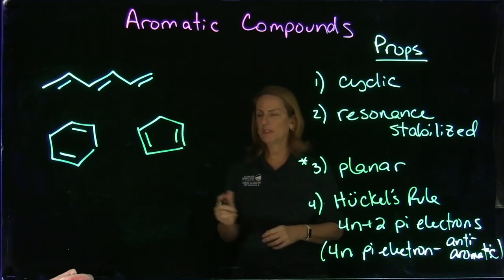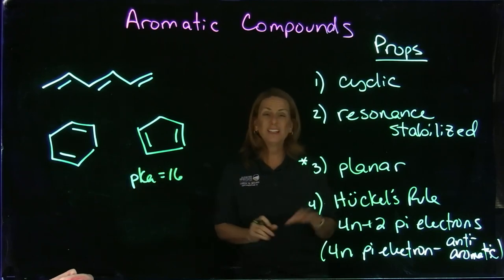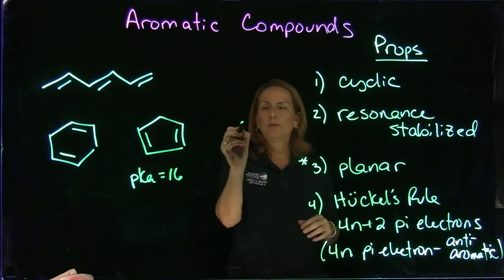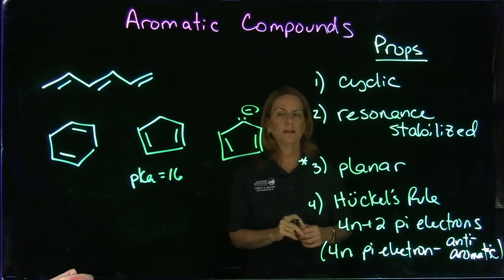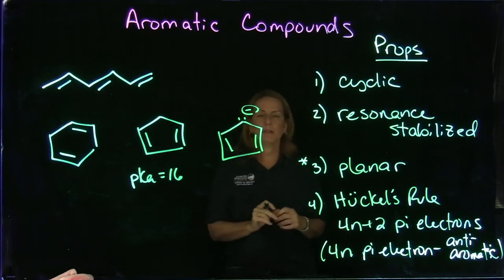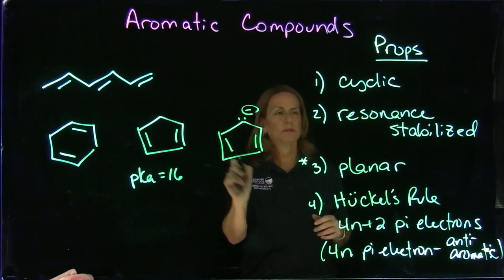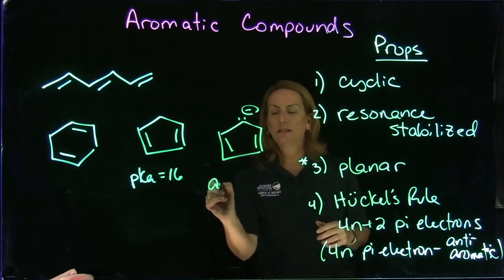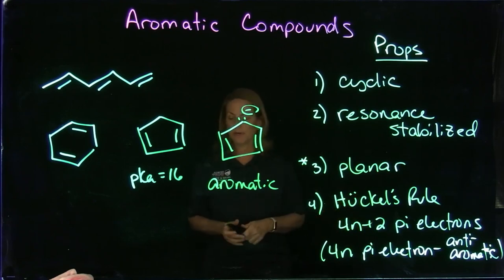But this one's kind of interesting. It has a pKa of about 16, which is fairly acidic for an organic compound. So why is this compound happy to get rid of a proton, relatively speaking? The reason is, if this loses a proton and forms the anion, this is now resonance stabilized. We can look at it like double, single, charge, single, double, single, charge, single. So this can move around. This is resonance stabilized, so this is now aromatic. So now it will do different reactions, and have different properties than a regular compound.